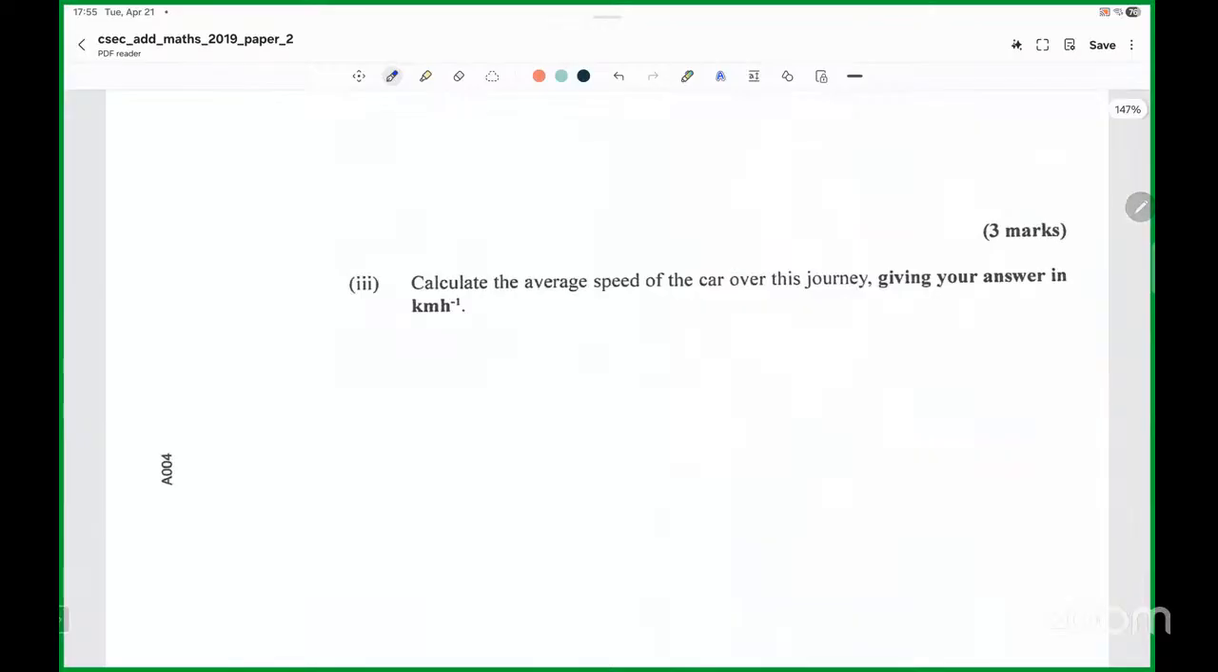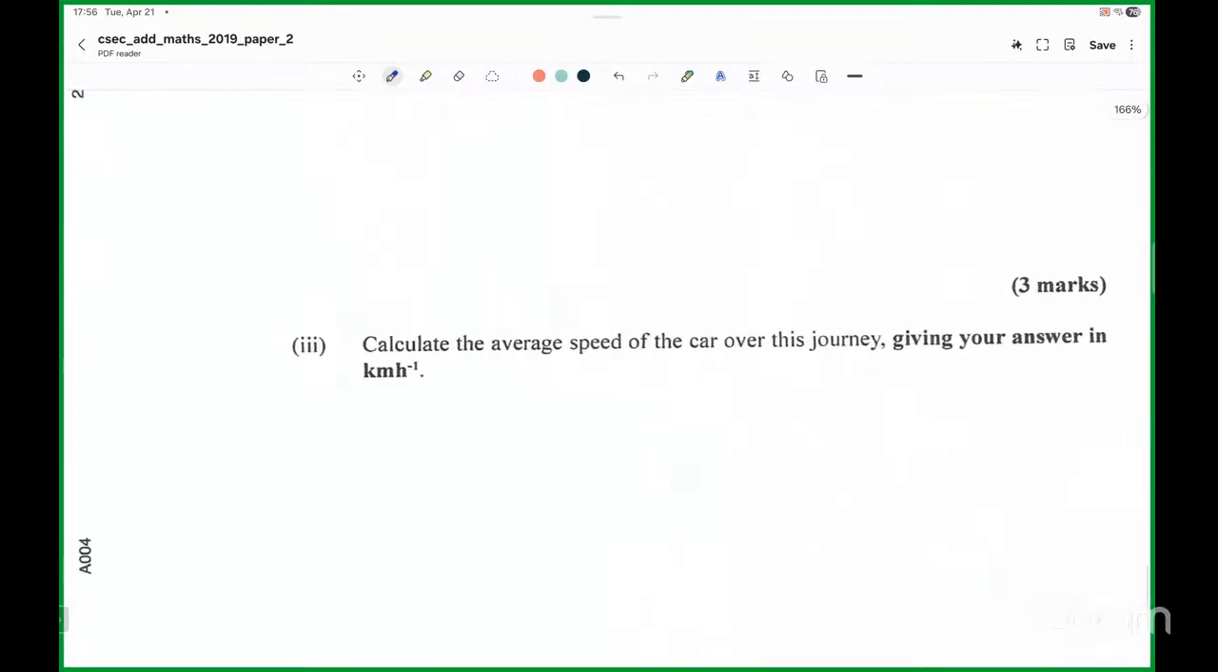Calculate the average speed of the car over the journey, giving an answer in kilometers per hour. They want it in kilometers per hour. So the average speed is the total distance over the total time, right? The average speed equals total distance over total time.